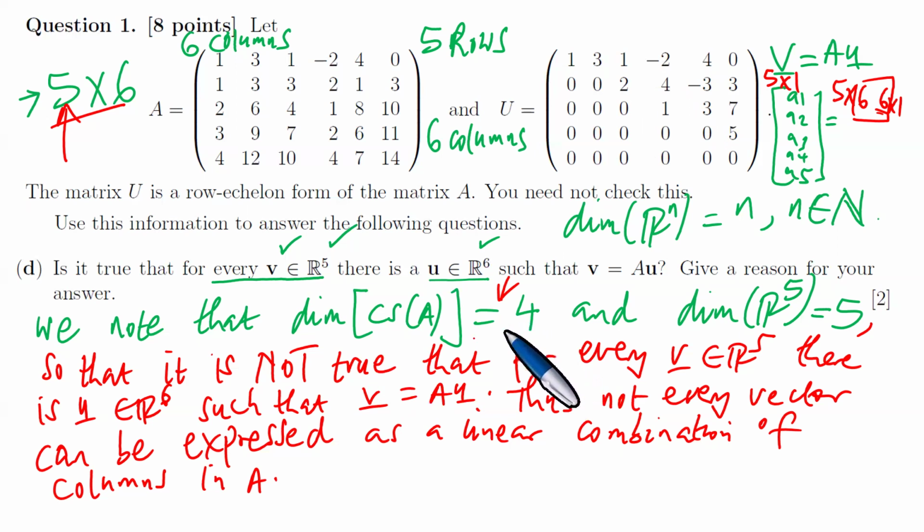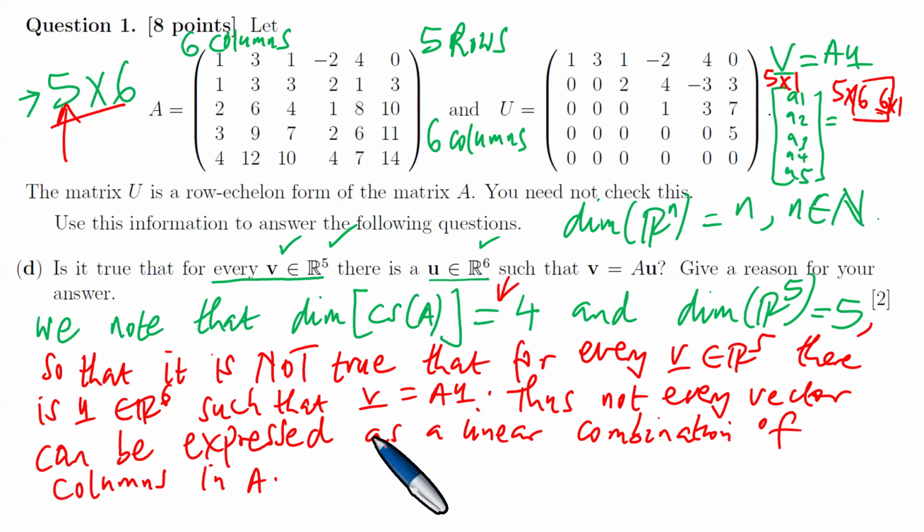If the dimension of the column space was 6, it would mean that every vector can be written as a linear combination of the columns in A. And this expression would be a unique expression if the dimension of the column space was equal to 6, but it is not. Because it is less, we cannot have this unique expression. All right, we continue.